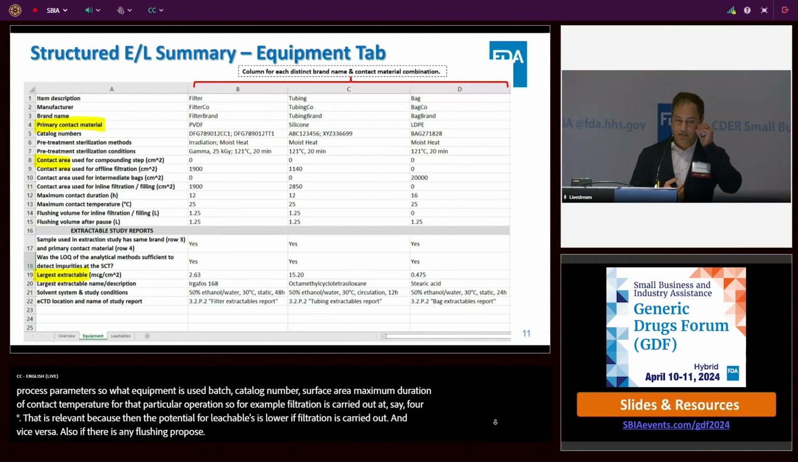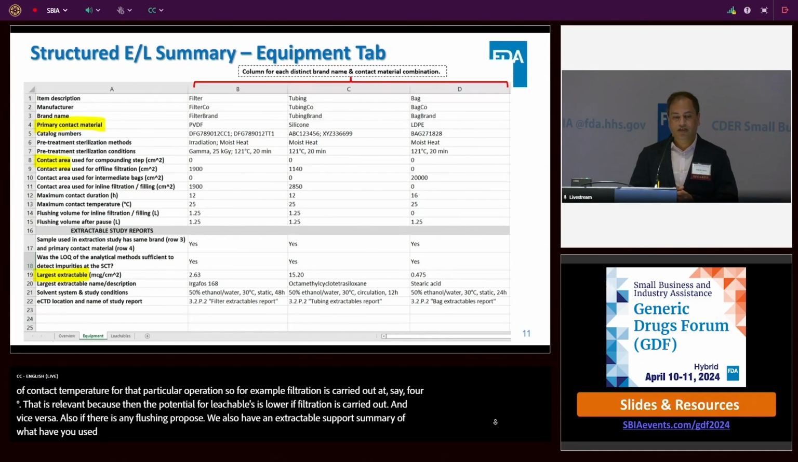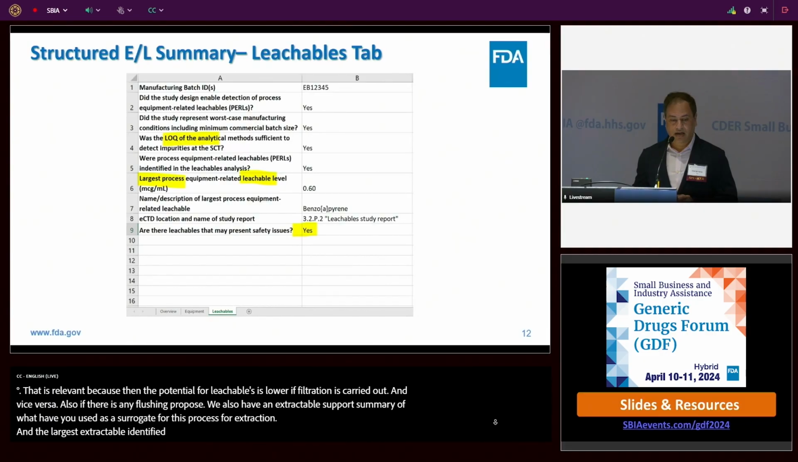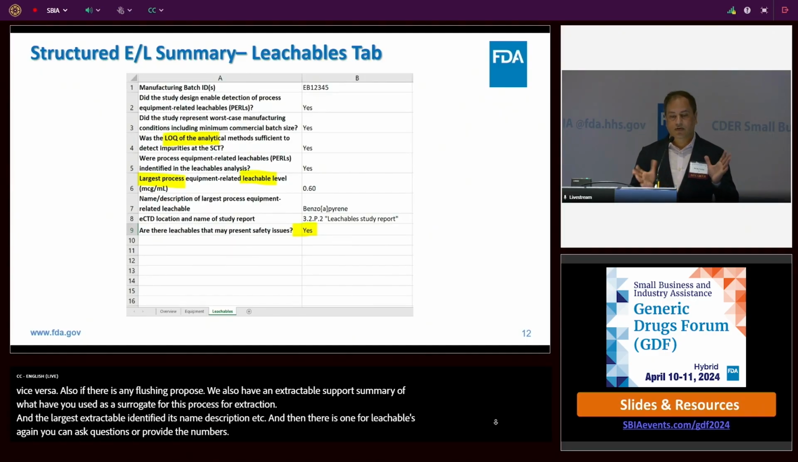and then along with that, you have the extractable study report summary, where what have you used as a surrogate for these process parameters in your extraction, and then the largest extractable identified, its name, description, etc. And then similar information can be in the third tab for leachables. Again, you can answer some of these questions, or you can actually provide the numbers. So it's up to the applicant. But this is the type of structured summary that we are sort of envisioning, that if we could get it, our life will be a little easier.